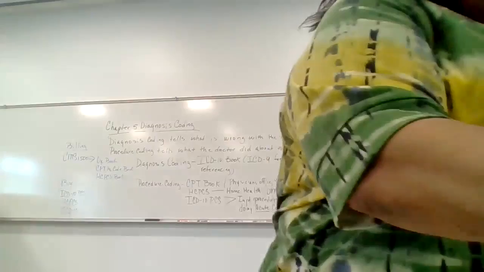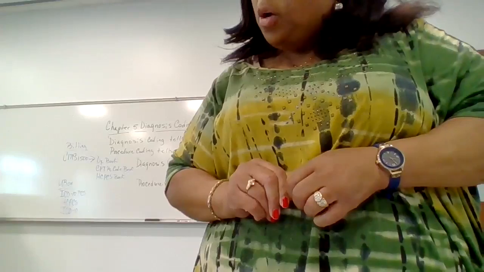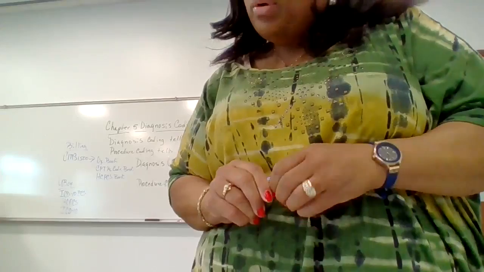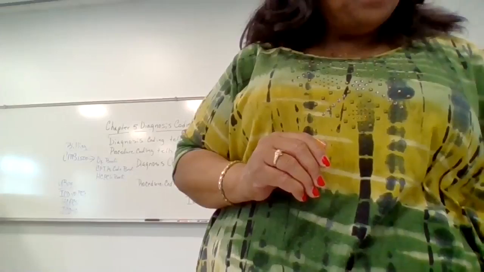Okay, so let's look at this. Diagnosis coding for outpatient professional service. Assigning diagnosis code. So we're on page 124, and this is the 14th edition of the Fordney book.